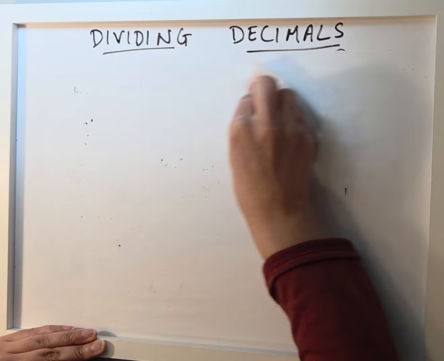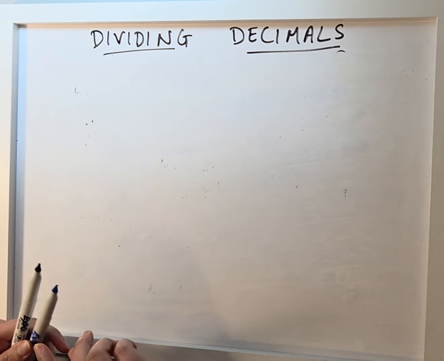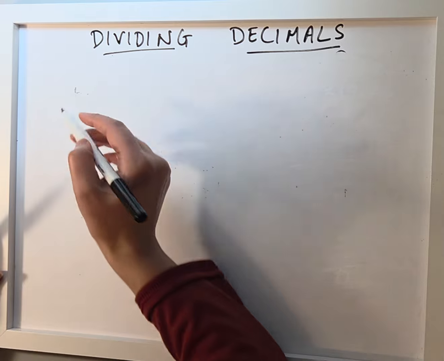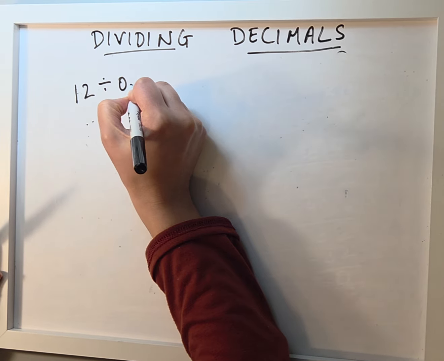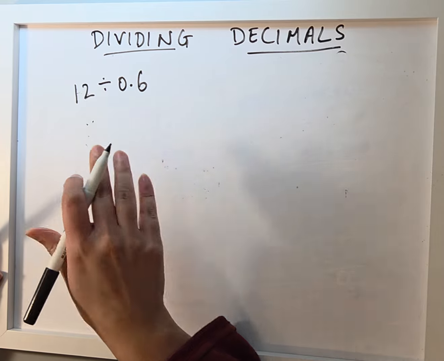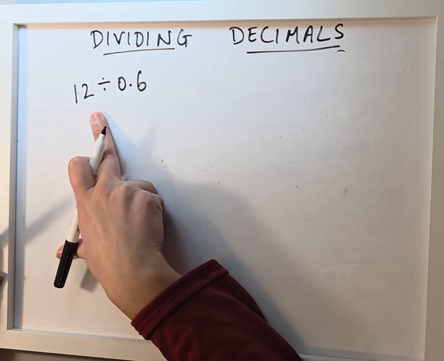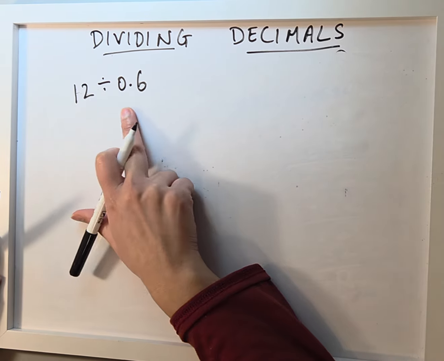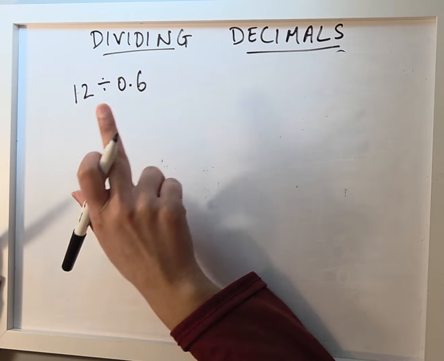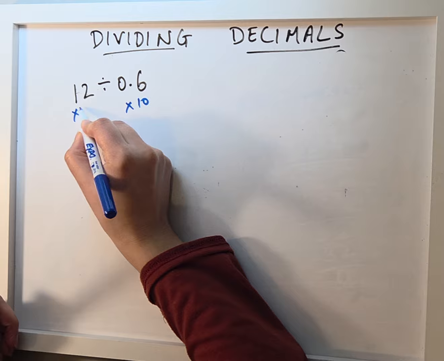Now let's look at two more examples to see which other scenarios we might come across. So let's take 12 divided by 0.6. Here we have the dividend as a whole number. But what was our rule? We have to make the divisor a whole number. So what do we do again? We multiply both by 10.